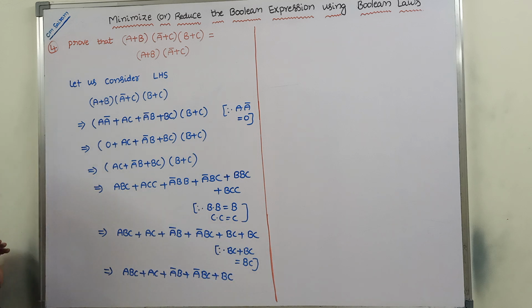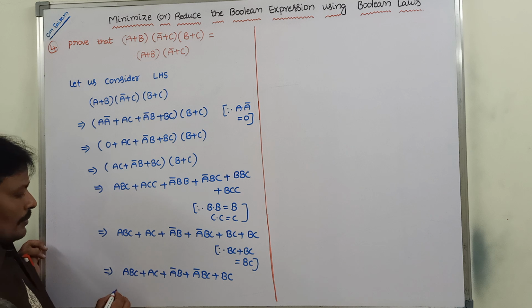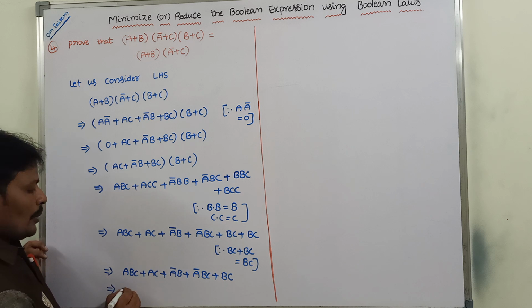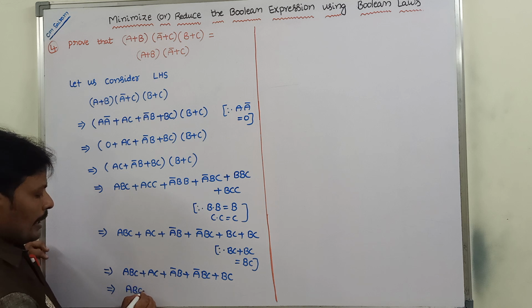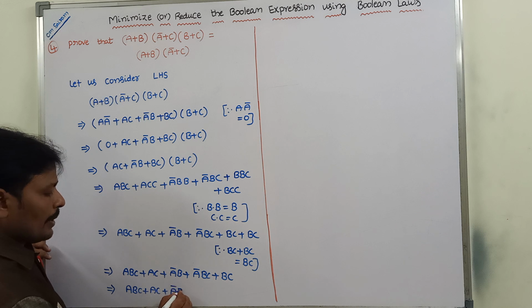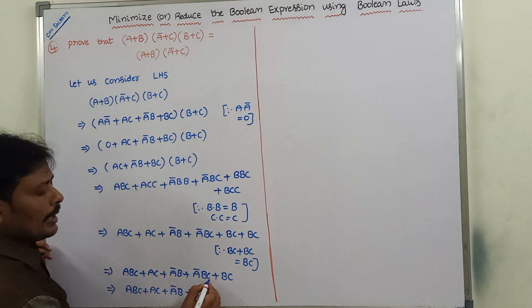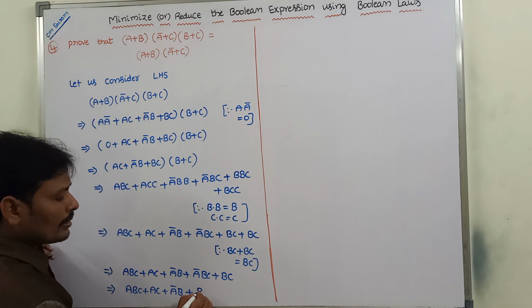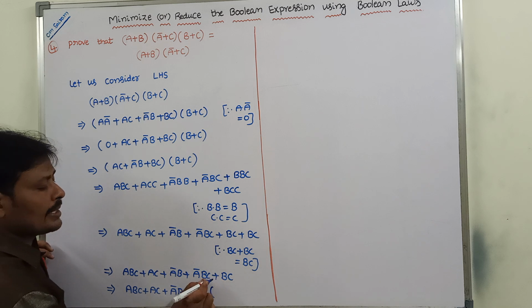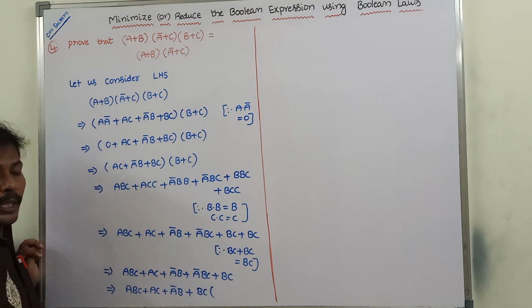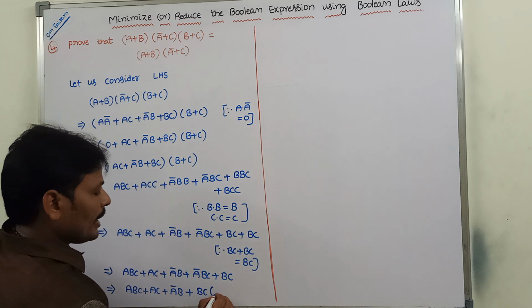Okay. Next, I am taking ABC plus AC plus A bar B. Here I am taking BC common. So BC is separating from these two terms because BC is common within these two terms. So after separating BC, we are getting A bar plus 1.